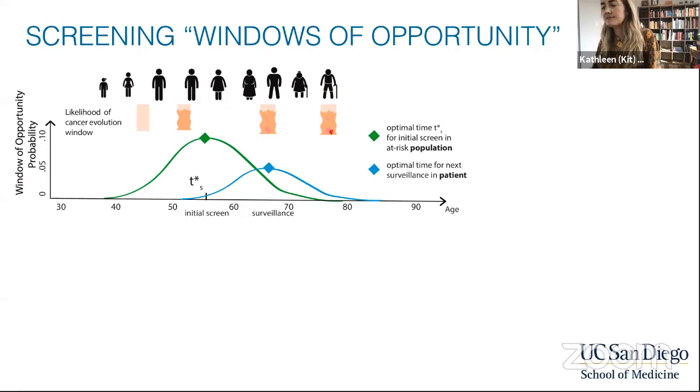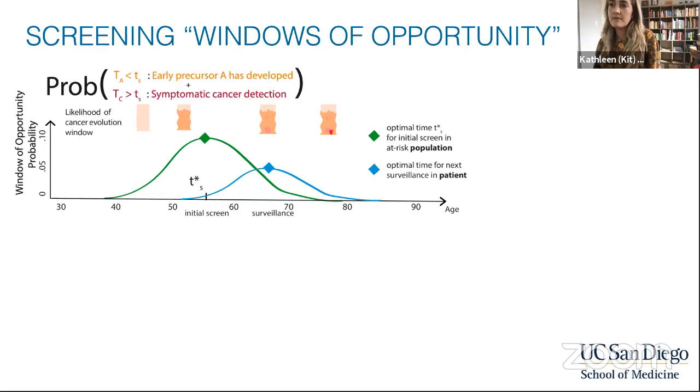And then once you know someone has Barrett's, if you had that optimal time to screen them, T-star, our next decision would be when would be the optimal time to perform surveillance on them, or ask them to come back for a follow-up. With the model, again, we can use formal ways of describing this. So this is the probability that the precursor A has developed before time TS, and also that cancer has not occurred by time TS.